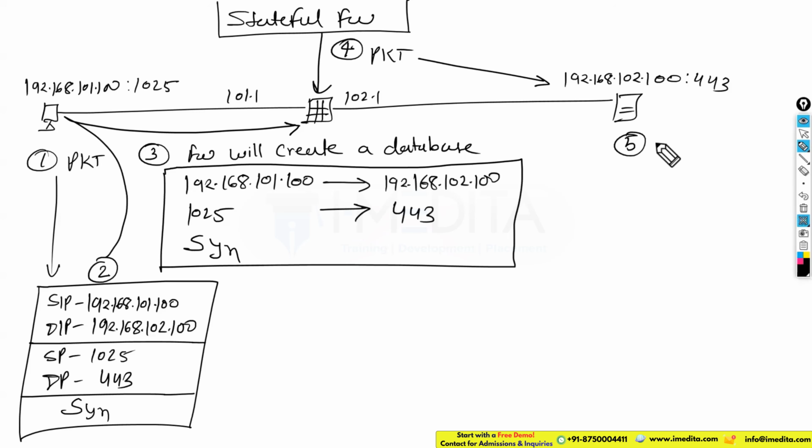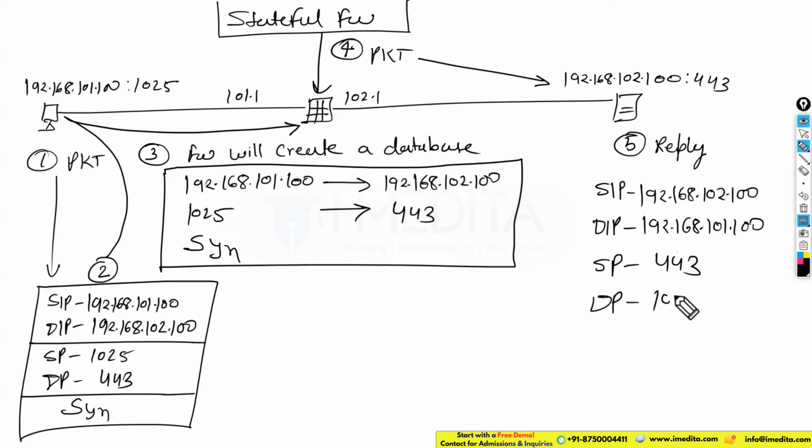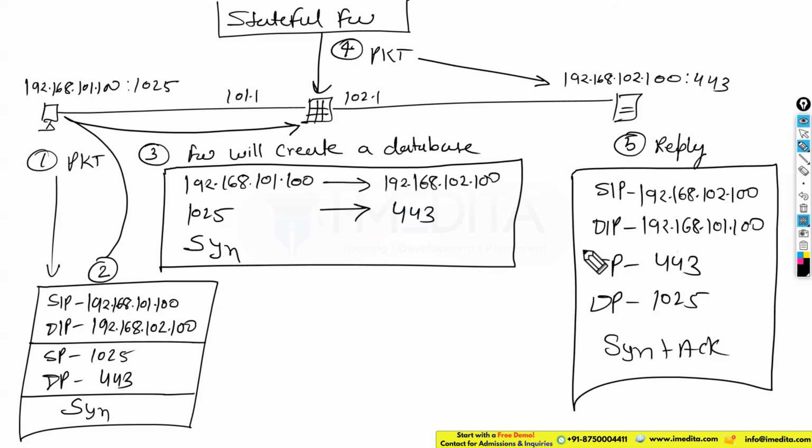Now in the fifth step, the server will give a reply: source IP 192.168.102.100, destination IP 192.168.101.100, source port 443, destination port 1025. In the response to the SYN, such a SYN plus acknowledgement reply packet will be generated by the server and it will come to the firewall.